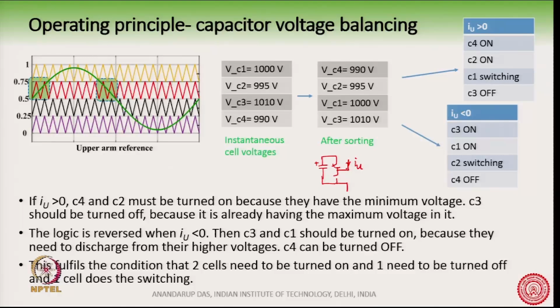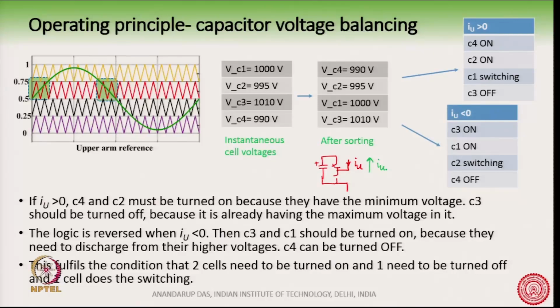If IU is less than 0, what will happen? It may happen that during this instant of time, IU instead of flowing this way, is flowing this way. Then what should we do? What should be our algorithm? The logic will be reversed.